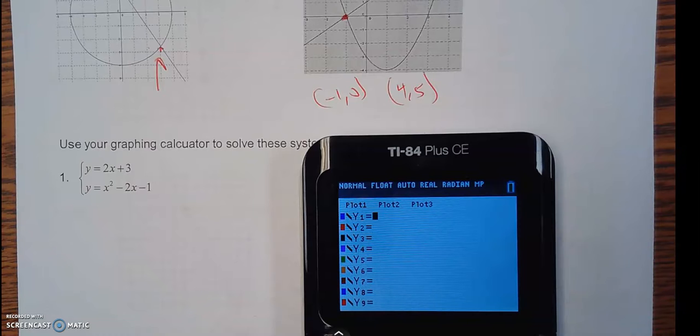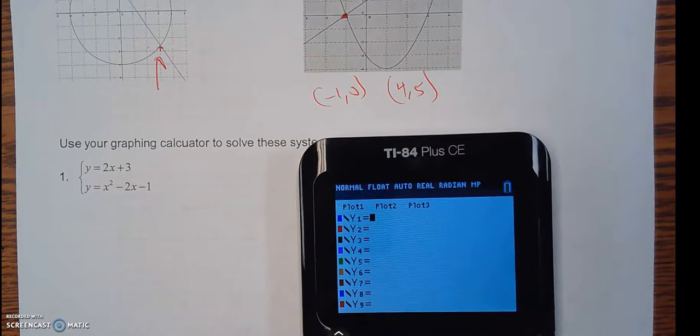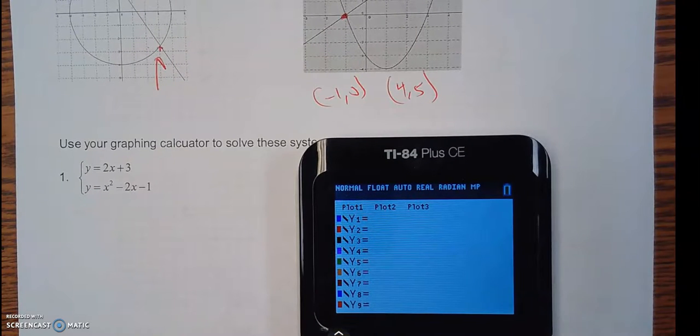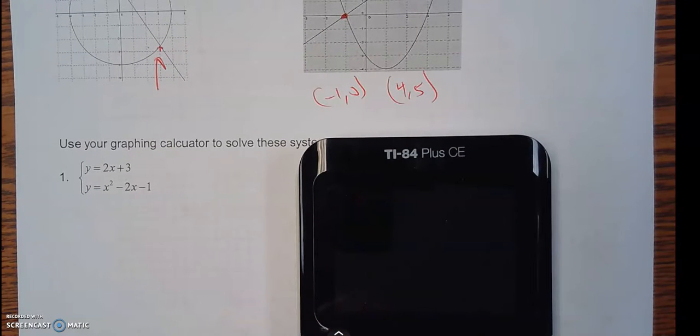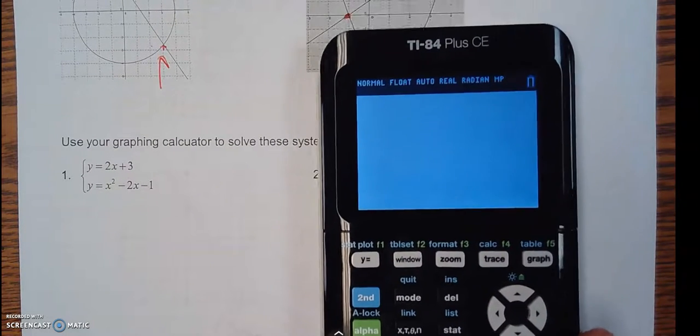But anyway, I need to finish the last two here. Use your graphing calculator to solve these systems. If you've never done this before, first off, turn on your calculators. I'm getting this a little higher so you can see the buttons I'm pushing.